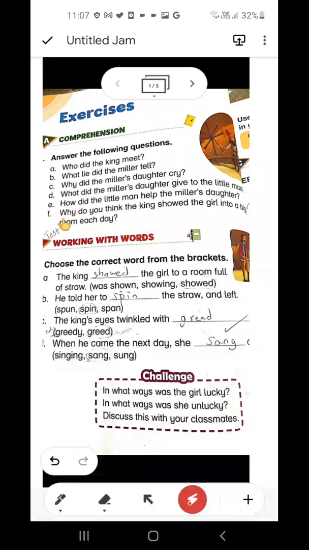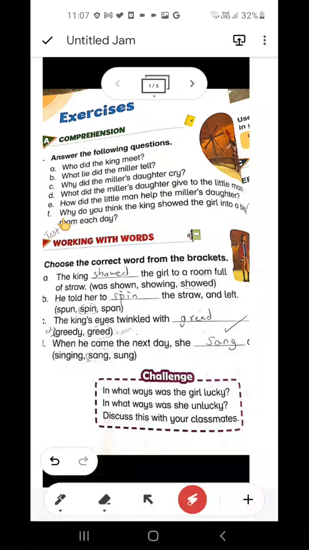So many of these sentences have been taken from the lesson. We can remember them as they are, part of the lesson, but I want you to learn them with reason, with logic, that why we are using the accurate form of verb.